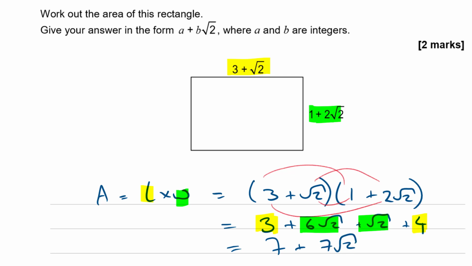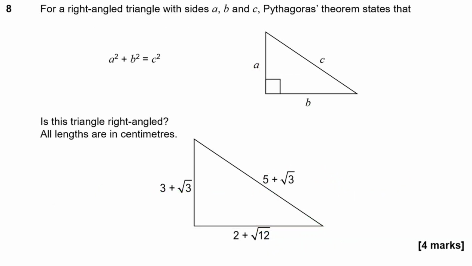So done then, isn't it? It's in the form of a plus b root 2. A is 7, b is 7. All done. Question 8. For a right angled triangle with sides a, b and c, Pythagoras' theorem states that a squared plus b squared equals c squared. Is this triangle right angled? All lengths are in centimetres.